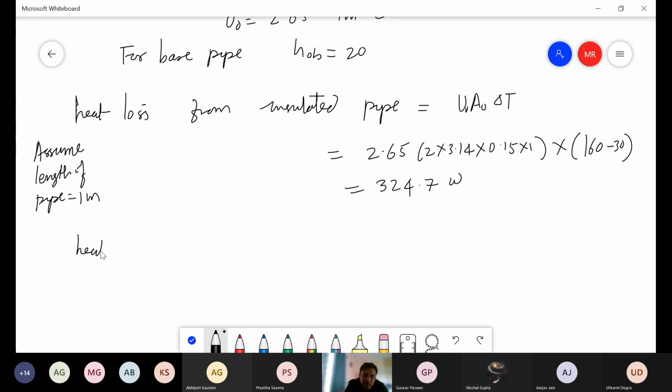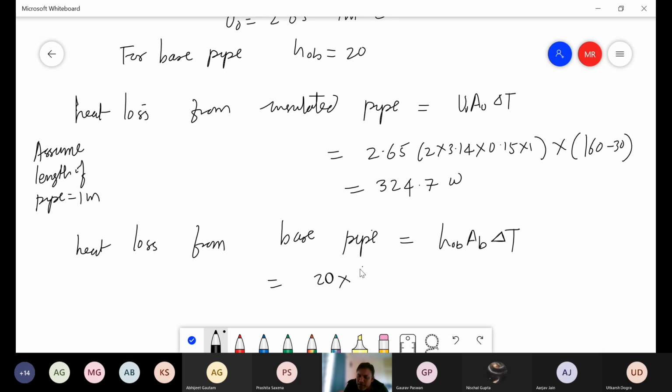And heat loss from bare pipe. Heat loss from bare pipe will be written by what? H naught B, A bare and delta T. Correct. So H naught B is what? 20. What will be the area for the bare pipe? Outside heat transfer area 2 pi RL. What will be R in this case? Ri.